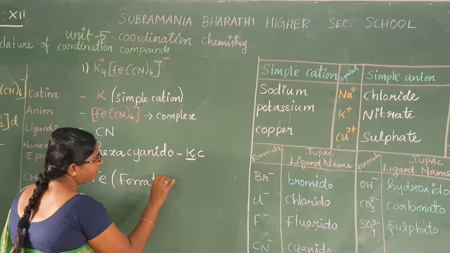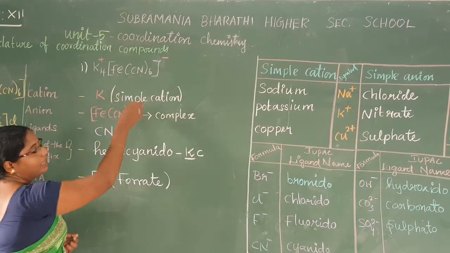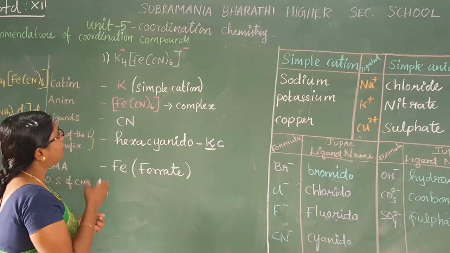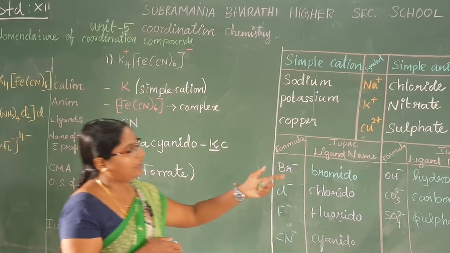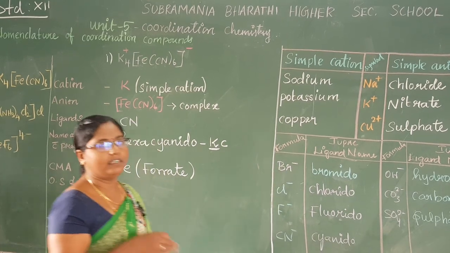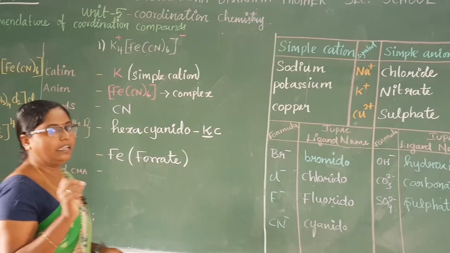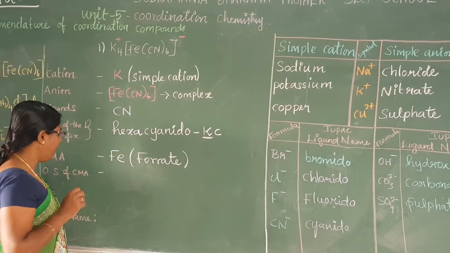Is it clear for everyone? Okay, you have to see whether it is a cationic complex or anionic complex. If it is a cationic complex, the metal name will be as it is, iron. Okay, if it is anionic, you have to change it to ferrate. It will end with -ate. Okay, so ferrate I have written.